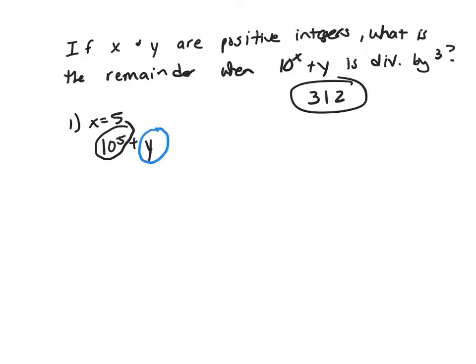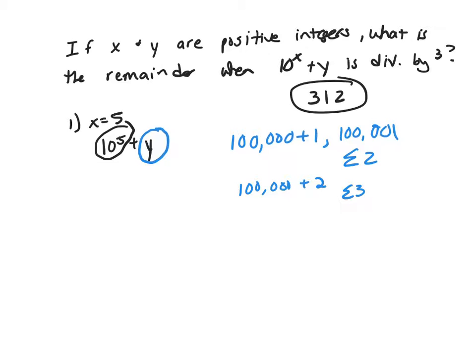For example, 10 to the 5th is 100,000. And let's say you add 1 to it. Well, that gives me 100,001. If you sum your digits, you get 2. 3 will not go into 2, so 3 doesn't go into 100,001. But if I had 100,000 plus 2, sum the digits and you get 3. 3 goes into 3. The remainder would be 0. So it just depends on what y is before we can figure out the remainder. So clue 1 doesn't work independently.